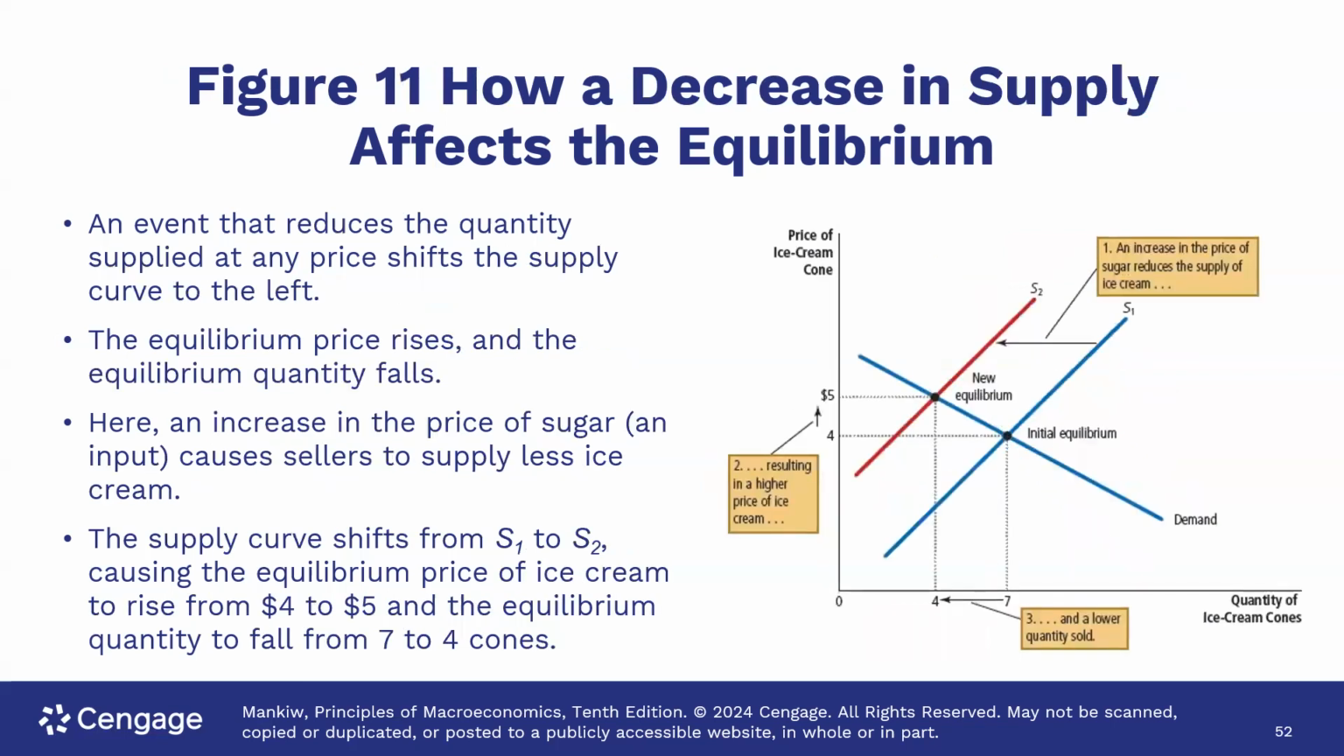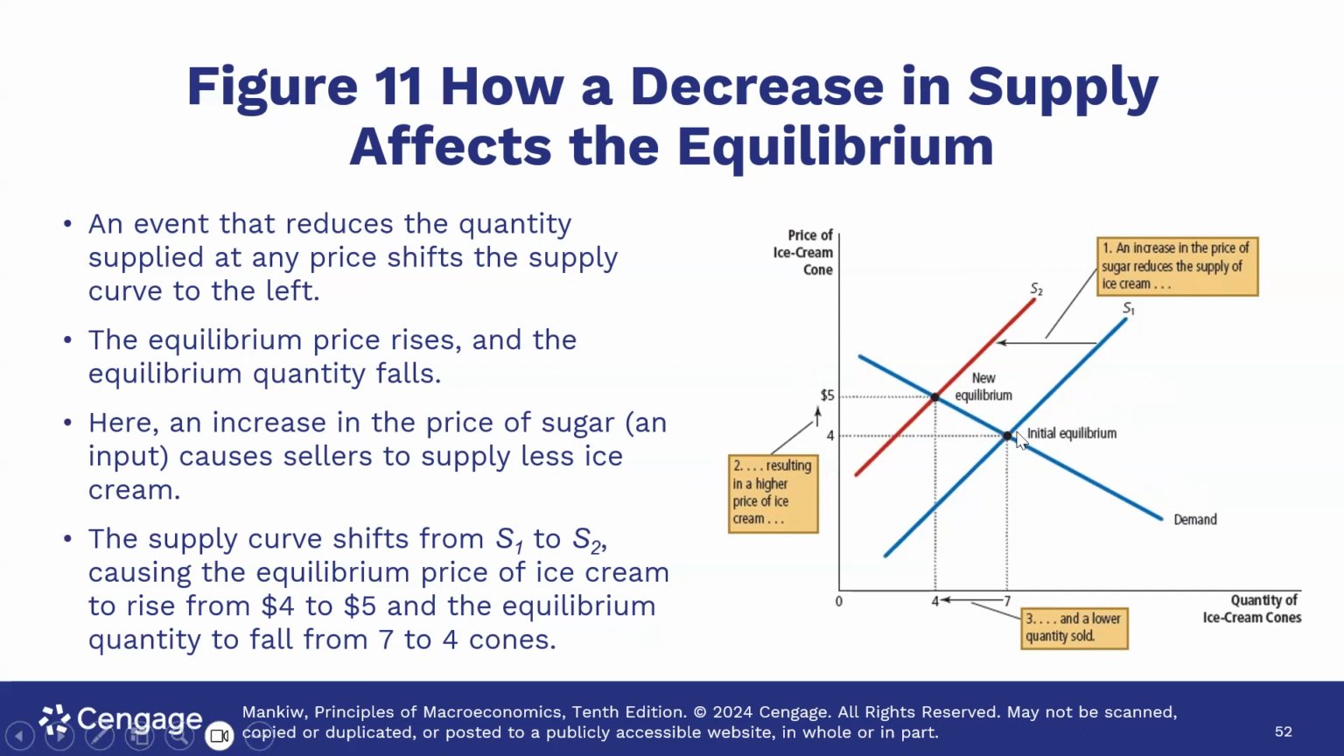Then we look at what happens if there is a decrease in supply. It will lead the supply curve to shift to the left. So you can see that the price will increase and the quantity will fall. Because supply becomes lower, the seller cannot provide that amount of supply. So they would like to charge more, and then because of the higher price, the quantity demanded also decreases.